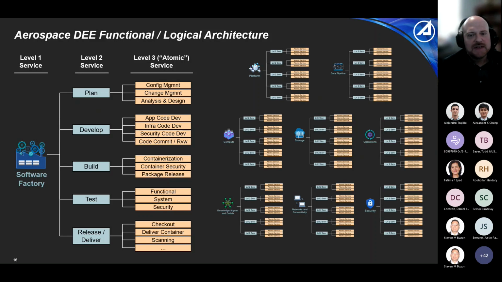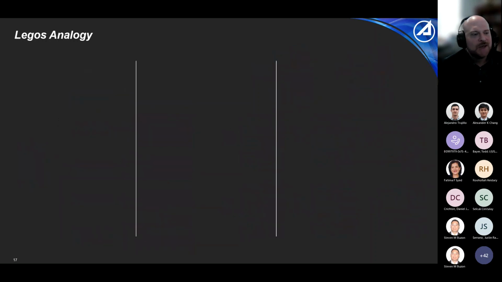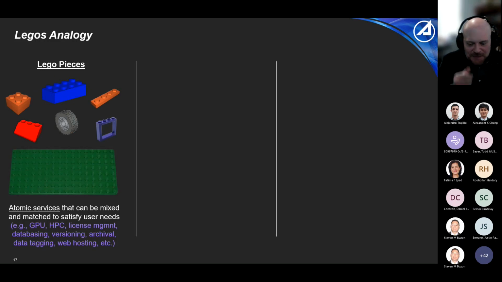But let me first talk about this in terms of an analogy we like to use to bring this all together, and how this relates to, say, Legos. So if you think of all the individual Lego pieces that you want to bring together to build something, well, these represent our atomic services. These can be mixed and matched in any number of different ways to help satisfy user needs. And maybe we're talking about really discrete services like HPC, high-powered compute capability, or license management, or web hosting. These are really small, discrete things that are atomic services.